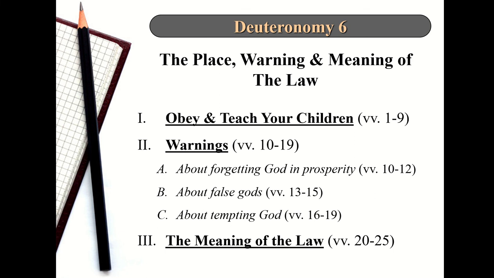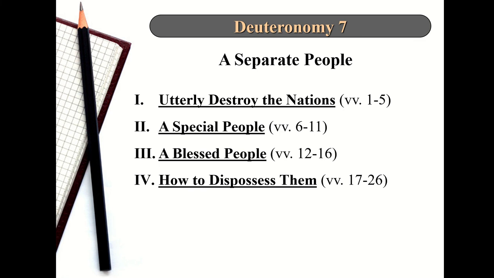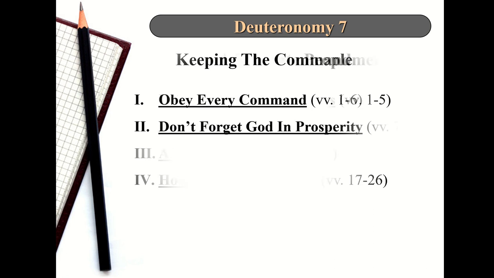Here's what you tell them. So here's the reemphasis of the law. Deuteronomy 7 talks about a separate people, how they're to utterly destroy the nations, how they're to dispossess the people. You're a special and blessed people, so you're to live separate from the people.